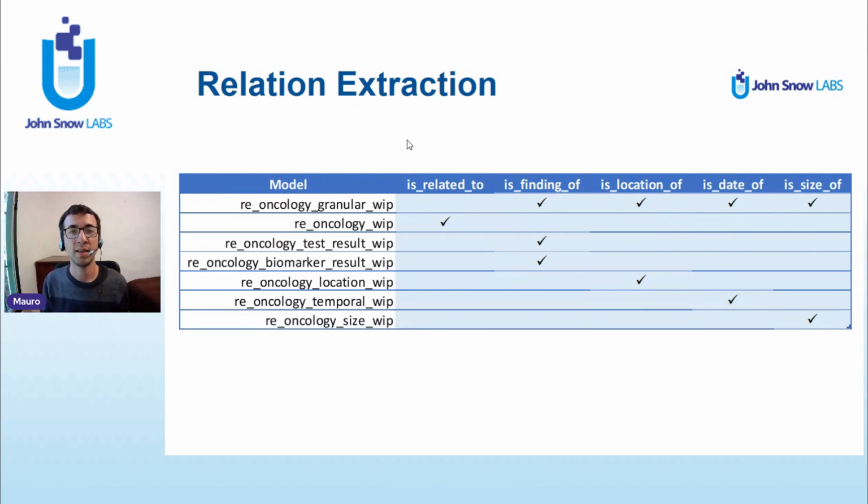Then the second one, the level of granularity is much lower. You only get one label: is related to, or no relation at all. And then you have specific relation models for tests and the results, for biomarkers and the results, for locations and any other relevant entity, for dates and any relevant entity, and for sizes and tumors and metastases and lymph nodes.